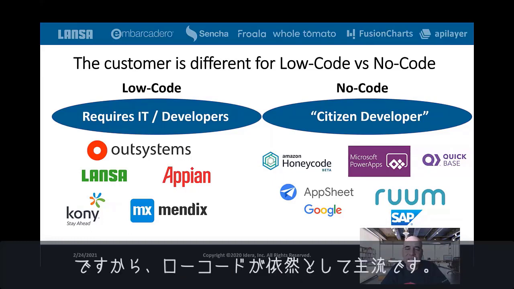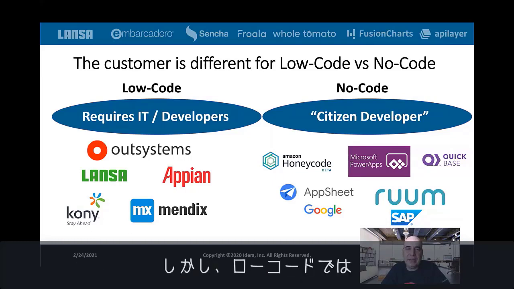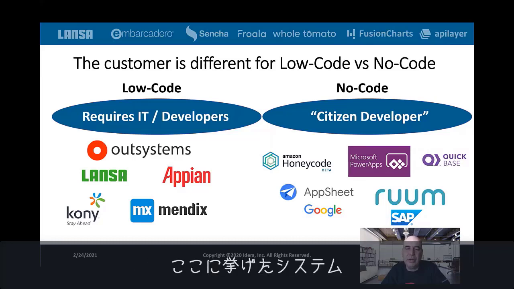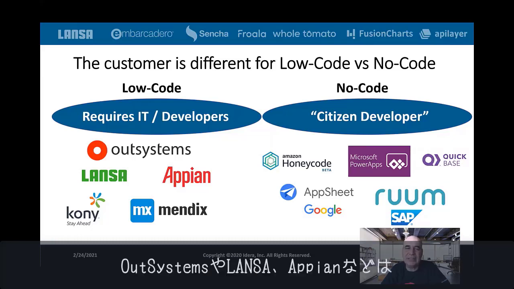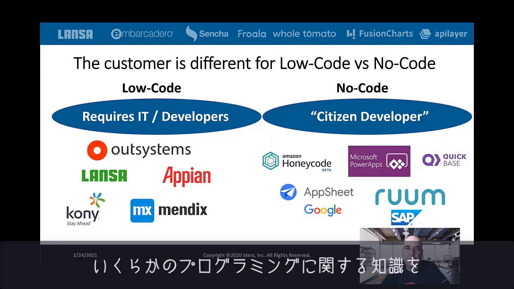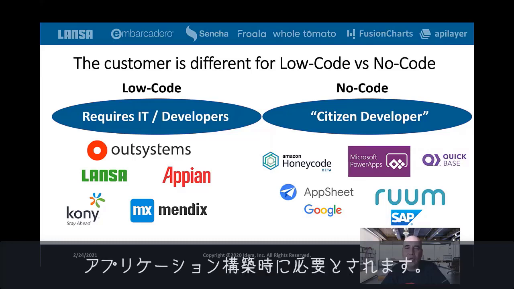So low code is still popular, but low code requires some IT still. Even though a lot of these systems out there, including OutSystems, Lanza and Appian, are fast to develop and easy to learn, they still require that you have some understanding of programming when you're building an application.